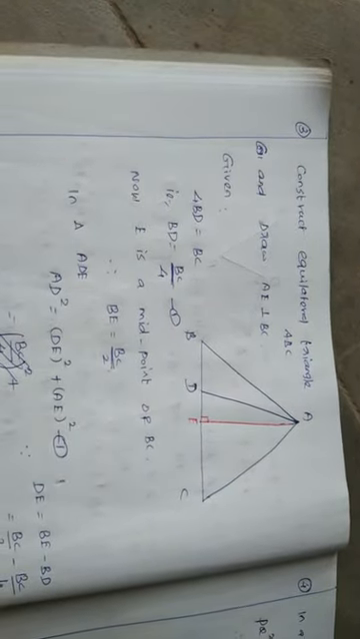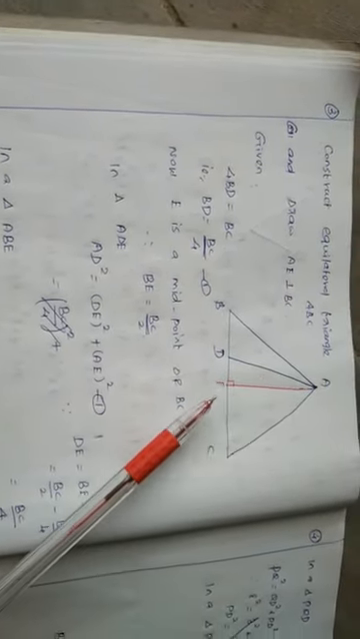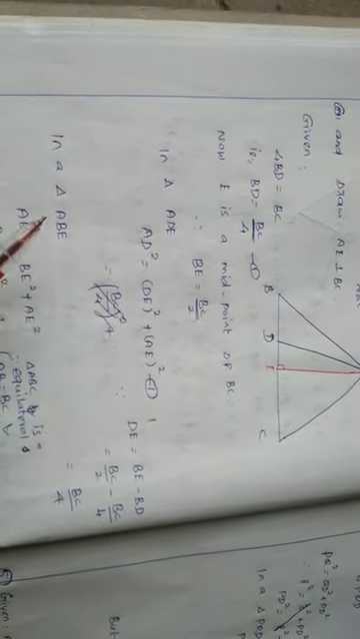So if you have DE, this point E is a midpoint. So BE equal to BC divided by 2. You can use all those things in the form of BC, right? Now D is a point on the side BC, and E is the midpoint on BC. So BE equal to 1 by 2 BC. Now in triangle ADE, AD squared equal to DE squared plus AE squared. So use this thing in the form of BC.